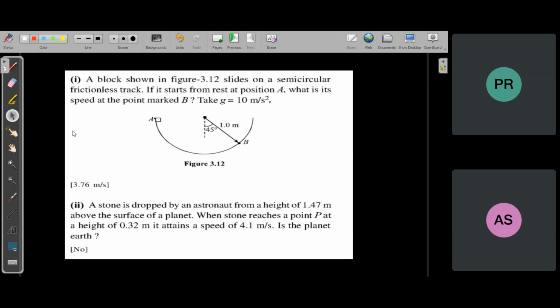So it will become mgr. The energy at A and B will be the same. So you are using conservation of energy, or conservation of mechanical energy? Sir, I am using mechanical energy.